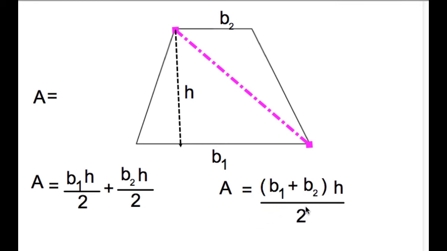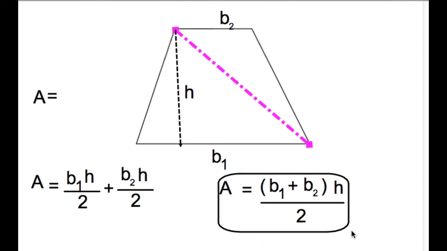So then we get our general formula for the area of a trapezoid is going to be area is base 1 plus base 2 multiplied by height and then divided by 2.